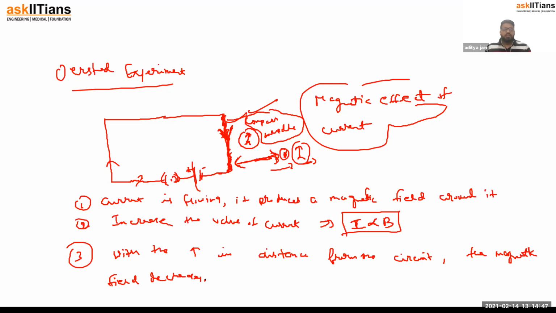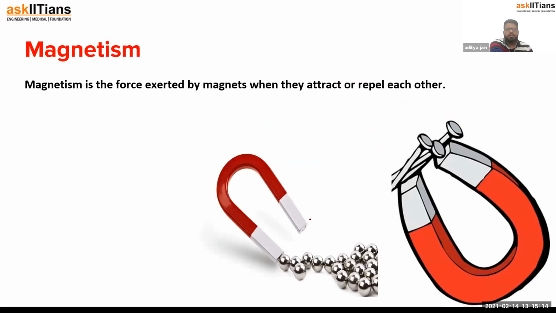But when you were increasing the distance from the circuit, the magnetic field was decreasing, which was shown by the less deflection in the compass needle. The deflection in the compass needle was less in comparison to the previous case. So these are the three main conclusions of the Oersted experiments, which marks the beginning of this topic, magnetic effect of current. Clear?